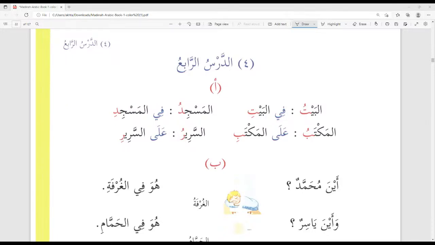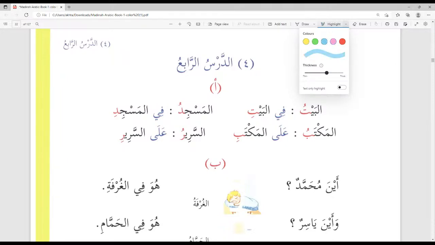Bismillah. So we have the new lesson. If you notice, I'm trying to use a new print. I think it's clearer and slightly larger. So lesson four: al-bayt, fil-bayt. Al-masjid, fil-masjid. Al-maktab, ala al-maktab. As-sarir, ala as-sarir.